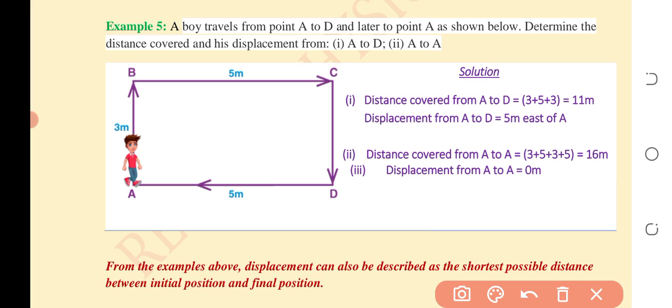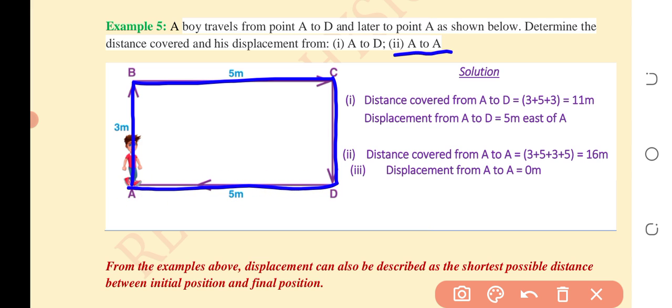Okay, for the second part of the question, that is the movement of the body from A to A, the total distance will be 3 meters to the north, plus 5 meters to the east, plus 3 meters to the south, plus 5 meters to the west. And that is what we have here. And that gives us 16 meters.